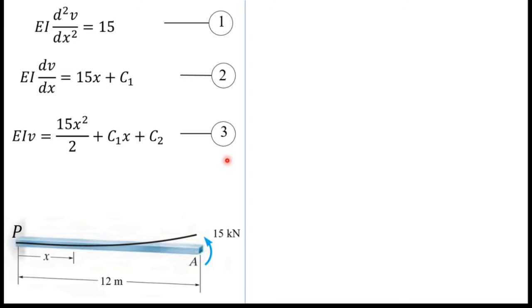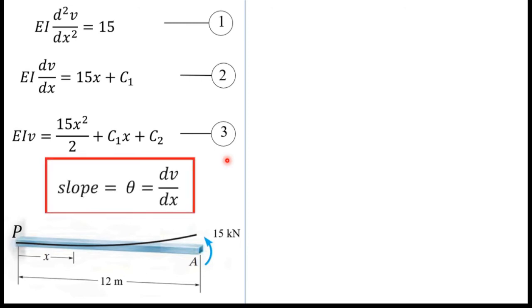In the previous example, they asked for finding deflection. So in this example, they are asking for finding slope and deflection. So how do we find slope using the double integration method? Slope is equal to theta equals dv over dx. If you closely look at these three equations, in equation 2 you can find dv over dx, and this is the slope. So we will see how to find slope using the double integration method in this video.